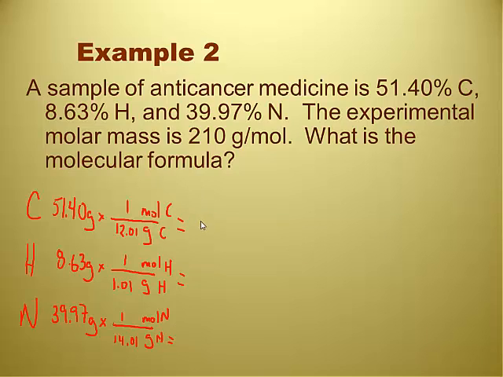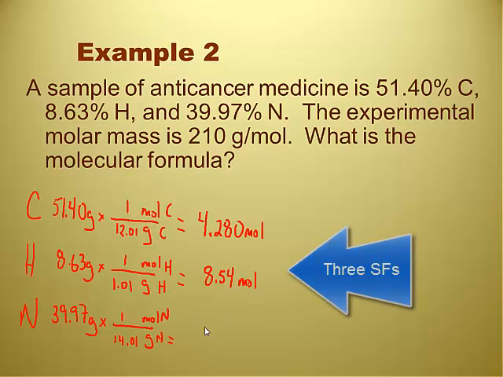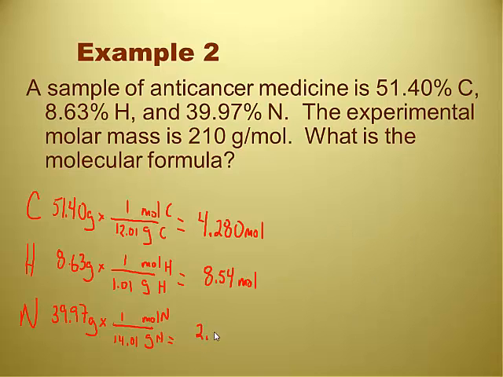All right, so let's see. From mass to moles, the carbon is 4.280 moles, 4 sig figs. The hydrogen is going to be 8.54 moles, 3 sig figs. And the nitrogen's going to be 2.853 moles. Okay. So, step 1 done, step 2 done, step 3, divide by the smallest.